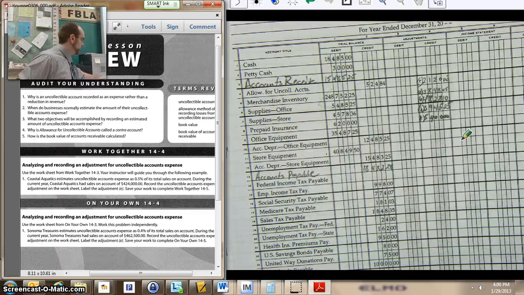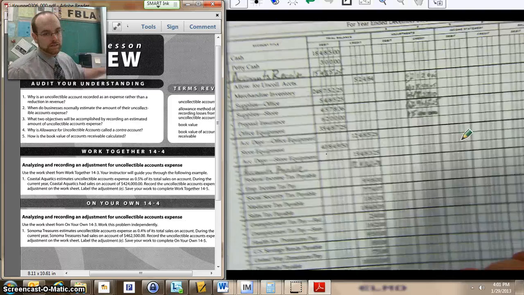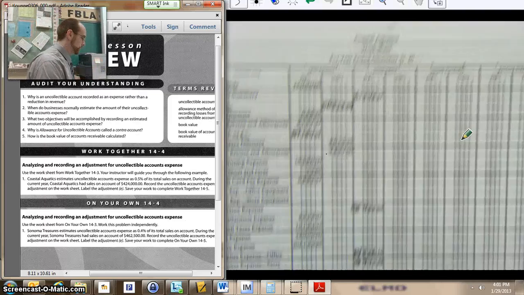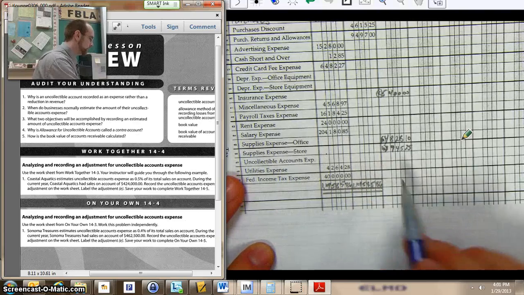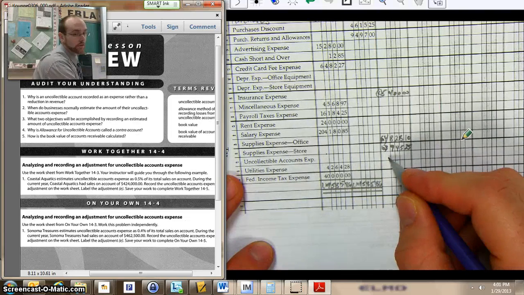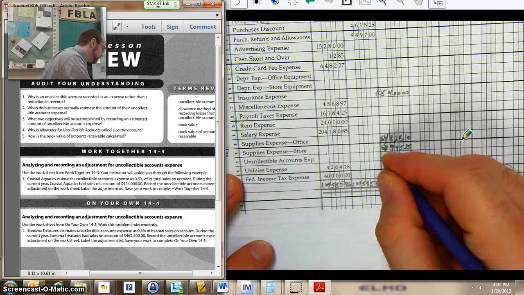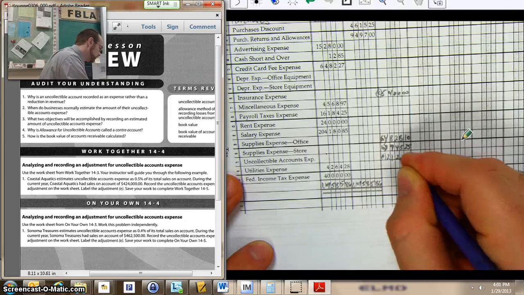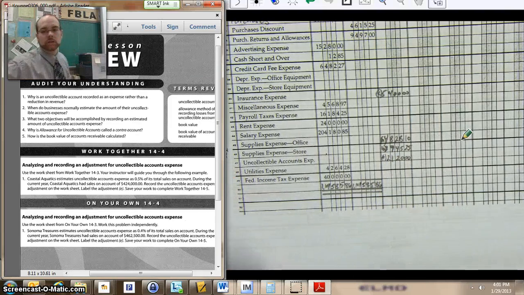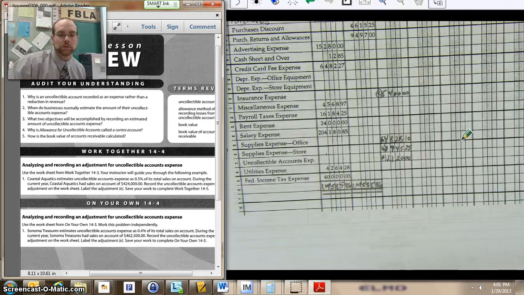The next thing we have to do is add that $2,120 to something else, and that's considered an expense to our business. So as that expense to our business, we take a look at uncollectible accounts expense, and since we credited the other one, this one is obviously going to be a debit. I'm going to put in that little e right there and then put in the $2,120 and 0 cents for our uncollectible accounts expense. So that's how you account for those adjustments. Try the 14-4 on your own, located down here and in your book.